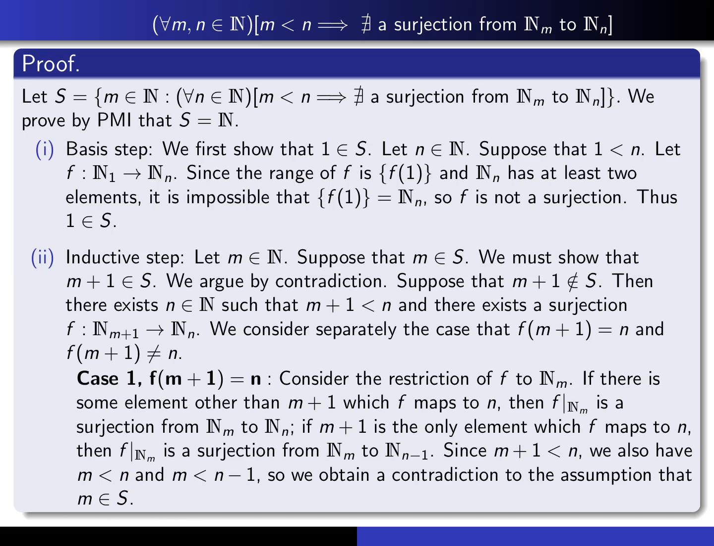Now the idea of case 2 is to somehow use this f to produce a new surjection from N sub m plus 1 into N sub n in such a way that m plus 1 maps to n. If f of m plus 1 is smaller than n, then that doesn't happen. So we want to come up with a new surjection. We're going to use f to produce a new surjection from N sub m plus 1 to N sub n, such that m plus 1 does map to n. So see if you can figure out how to do that, and I'll show you my solution in a few seconds.